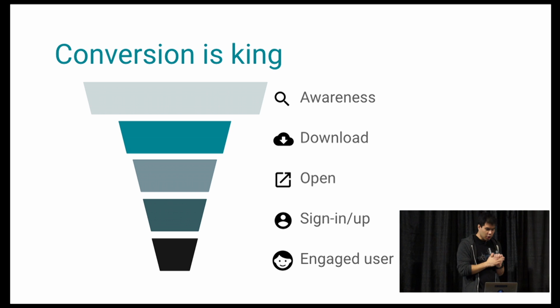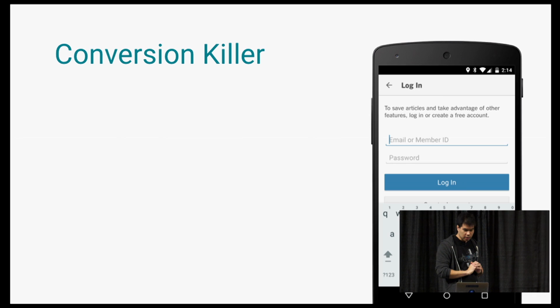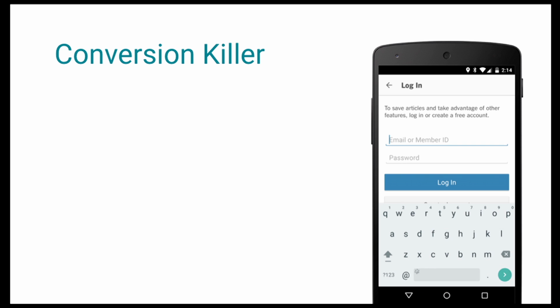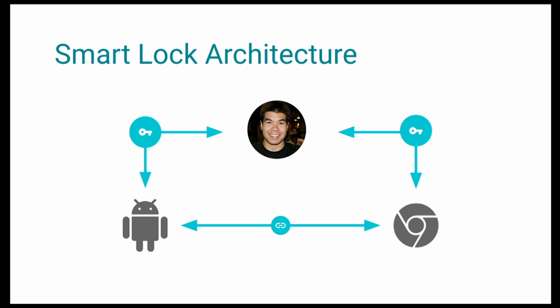And I think the opportunity here is that to get to the bottom of the funnel, to get the really engaged user, you can use something like Smart Lock to make it completely seamless. So to get rid of this conversion killer, and just to make it clear how this works as an API, I'll walk through a bit of an example with some UI.